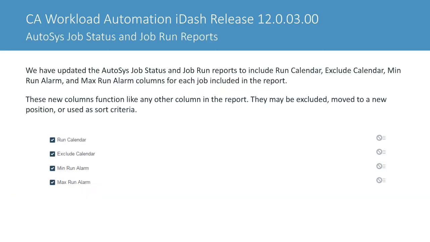We have added more job definition information to both the AutoSys job status report and AutoSys job run report. Each of these reports now includes columns for the run calendar, the exclude calendar, the min run alarm, and the max run alarm. As with the SLA trend report change, these new columns function in the same way as other columns in iDash reports. They may be excluded, moved into different positions, or used as sort criteria.